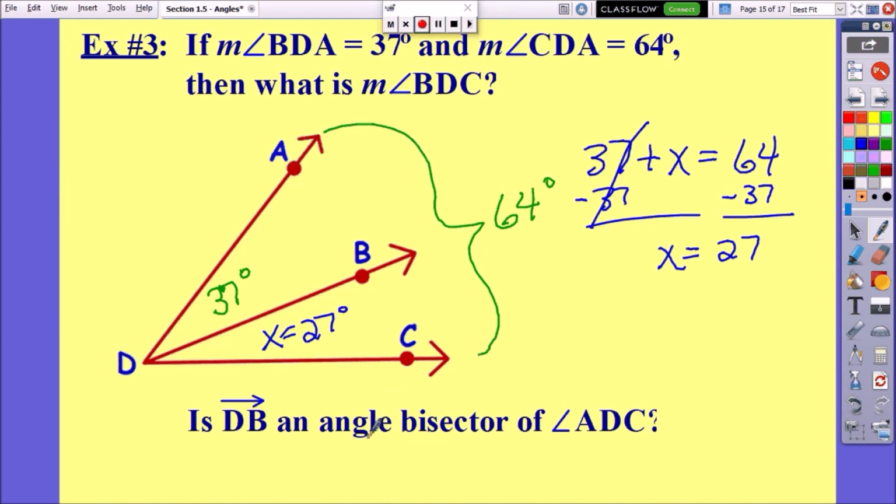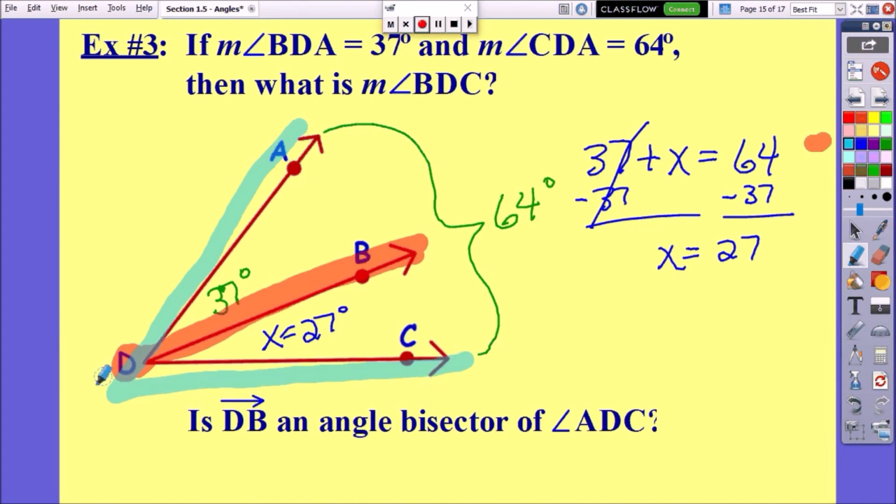All right. Now I have a secondary question here. Is ray DB an angle bisector of angle ADC? Is ray DB cutting this 64 degree angle in half? And this is where you want to look at your values. Are these two smaller angles the same value? No, they're not. So is ray DB an angle bisector?